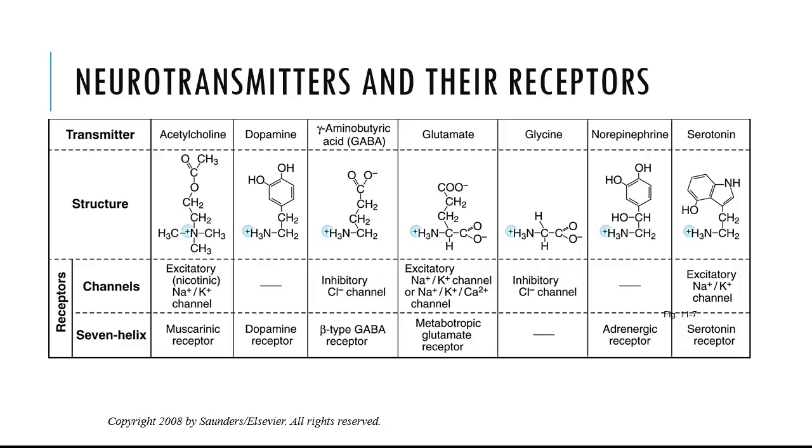Cholinergic is a term to refer to acetylcholine. So cholinergic receptors bind to acetylcholine. Cholinergic doesn't give me any additional detail other than it binds to acetylcholine. So there are two subtypes of cholinergic receptors. One acts as a channel. We are going to call that a nicotinic.